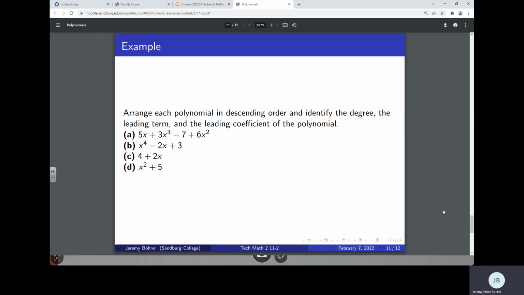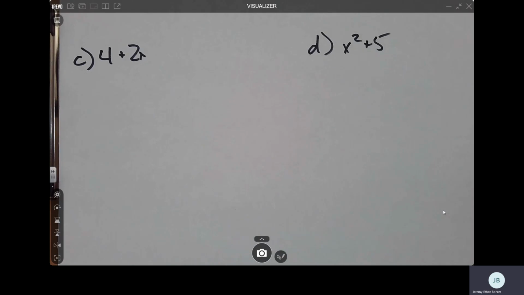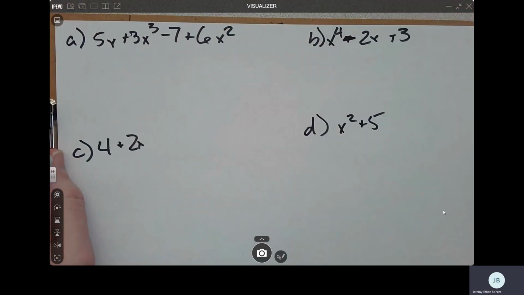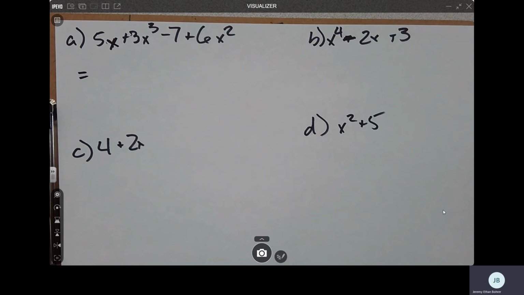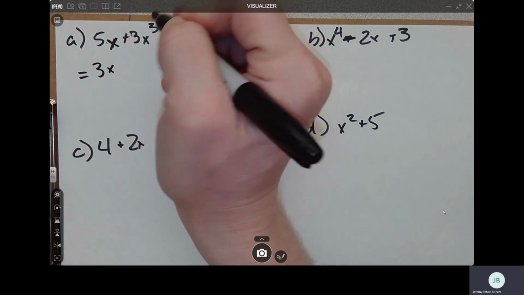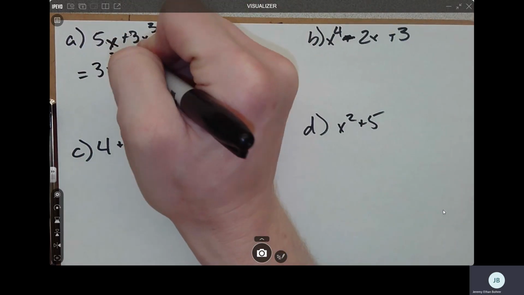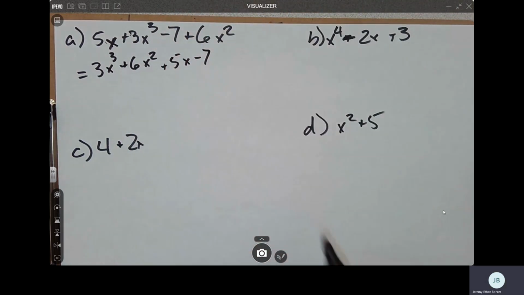Finally, we move on to page 11, where we're asked to arrange each polynomial in descending order and identify the degree, the leading term, and the leading coefficient of the polynomial. We will move over to our document camera and take a look at this. To rewrite this in terms of x, not y, we rewrite this in order from highest degree term to lowest degree term. So that's going to be 3x cubed plus 6x squared plus 5x minus 7.